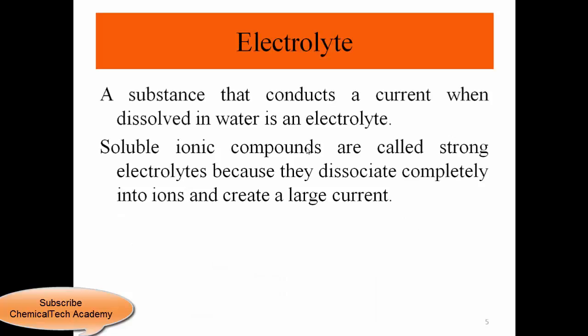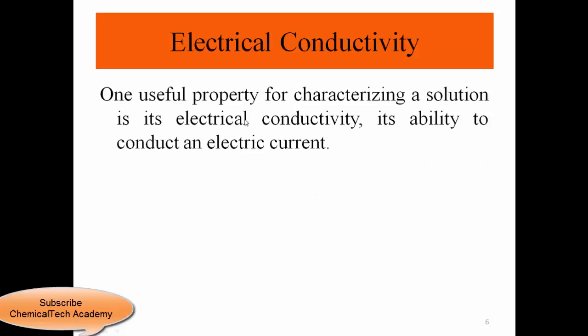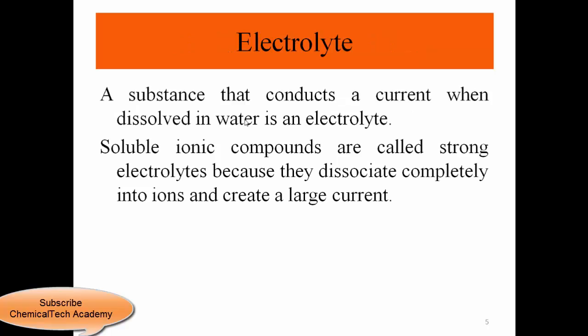What is an electrolyte? A substance that conducts a current when dissolved in water is an electrolyte. Soluble ionic compounds are called strong electrolytes because they dissociate completely into ions and create a large current. So the degree of dissociation is very important to conduct a current, and we can classify them into different electrolyte classes. We will see it later on.